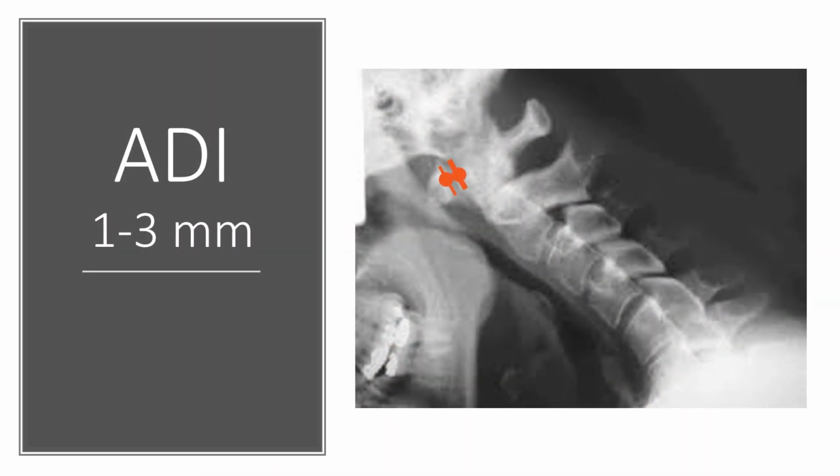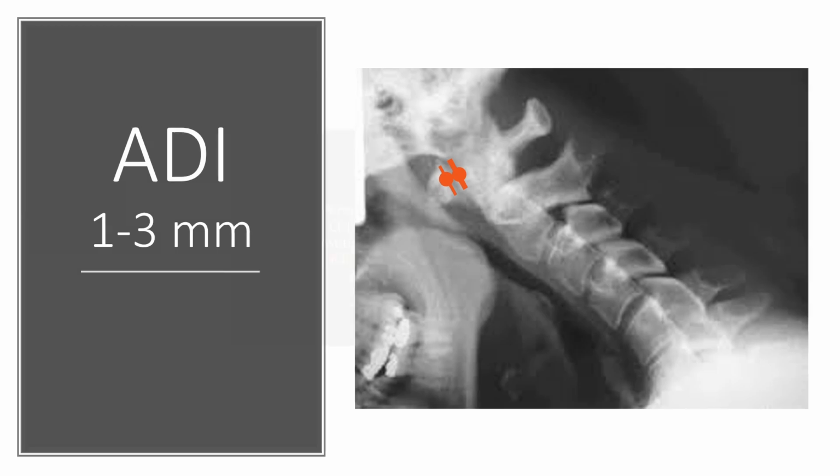So a normal ADI is 1 to 3 millimeters in adults, and if it's more than that, there may be CCJ instability. Again, all of the parts of the picture have to add up, not just the imaging.